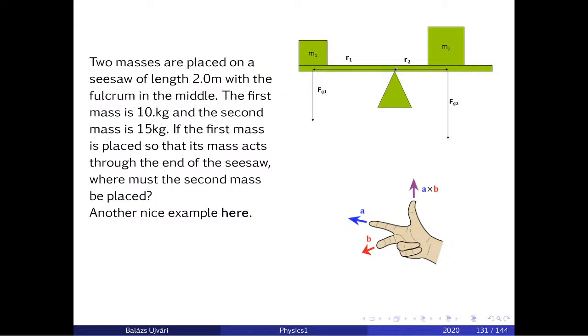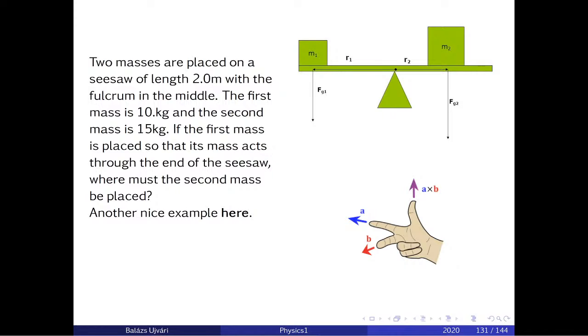Oh, what is 2 meter? I was not correct. I didn't say where is the 2 meter. So for example, 100 Newton times 2 meter is 200 Newton meter. If you put the mass here with 15 kilogram, that means 150 Newton. What is the R2? In the case that R2 and 150 has to be 200, that's about 1.3 meter.